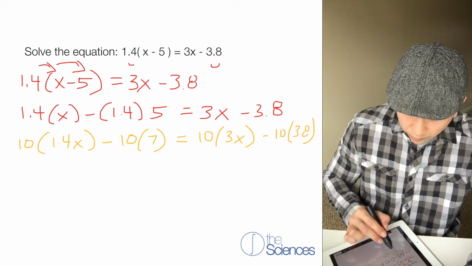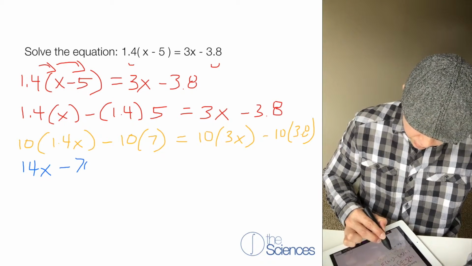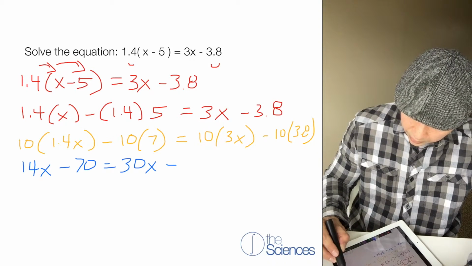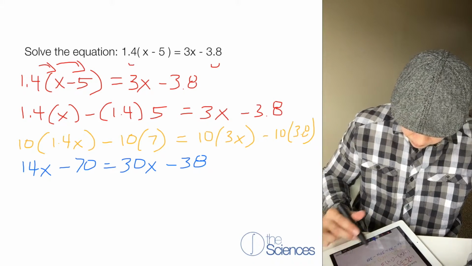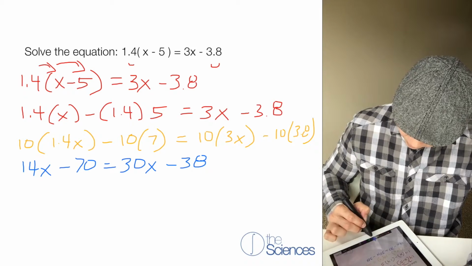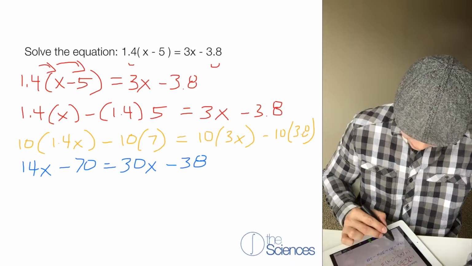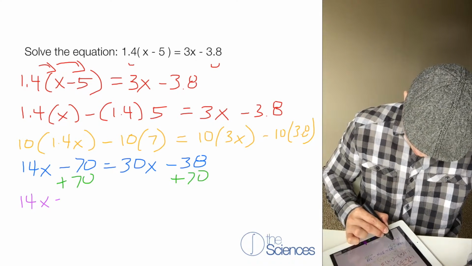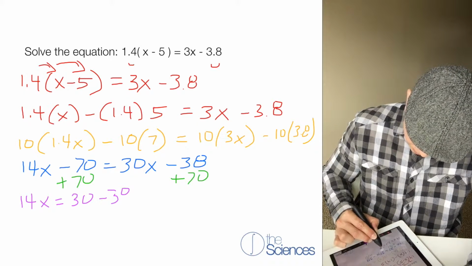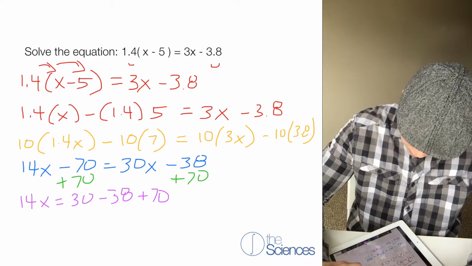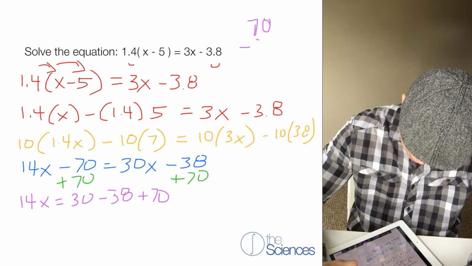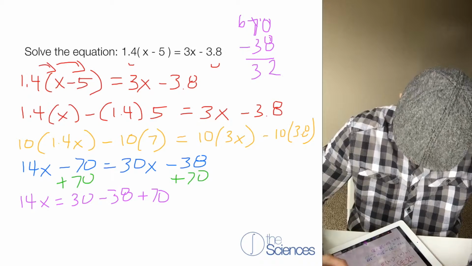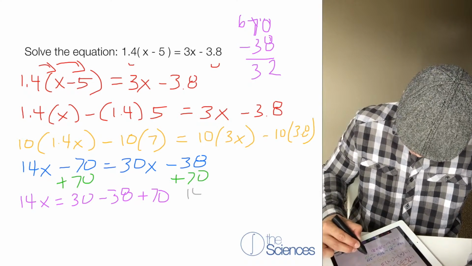So here 10 times 1.4x becomes 14x, minus 70 equals 10 times 3x becomes 30x, minus 10 times 3.8 becomes 38. So now we can move 70 to the other side of the equation by adding 70. So we get 14x equals 30x minus 38 plus 70. So let's do that really quick. 70 minus 38 is 32.